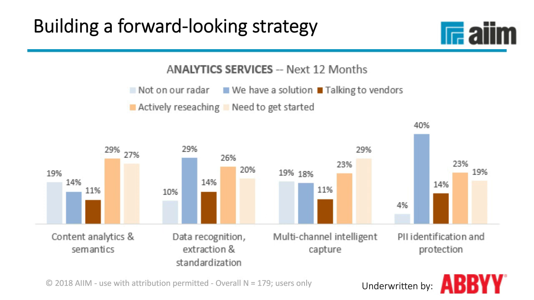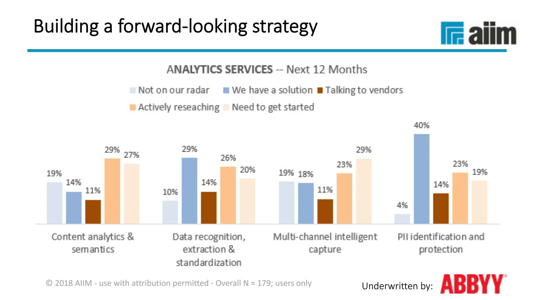So when you think about analytics services, for example, the way to look at this chart is that those bars on the right side of each grouping are the folks who say that they are either talking to vendors, actively researching, or they need to get started. That is the forward lean, if you will, when it comes to things like content analytics and semantics and data recognition and multi-channel intelligent capture and PII identification. Clearly people are looking to add those capabilities to what they're currently doing.